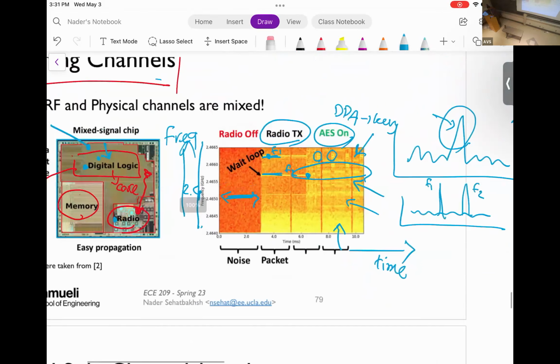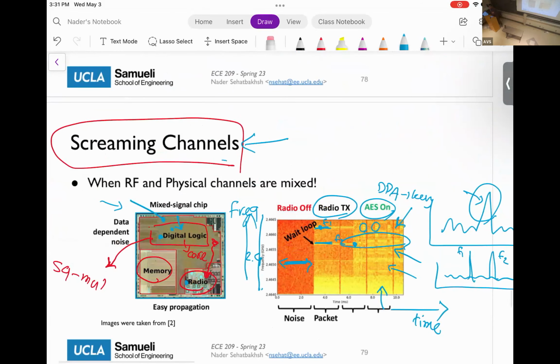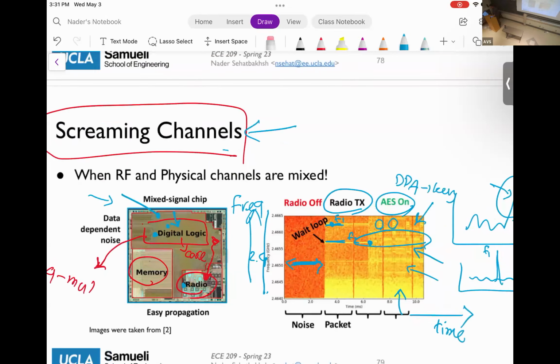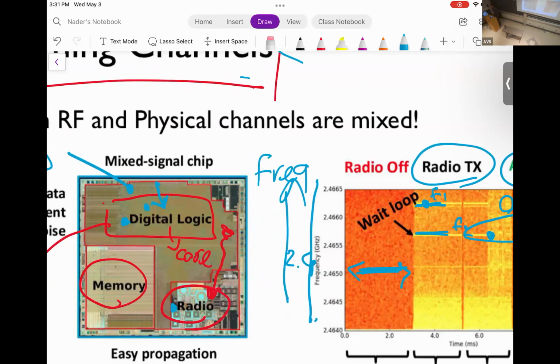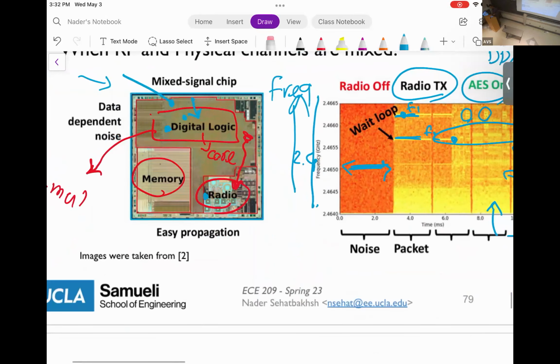Yeah, if you're interested, definitely take a look at this Screaming Channel paper. They actually have nice demos. They have the code available. If you want to test it, you can actually test it on your systems. It's not all the devices that are vulnerable to this. So it's not every single device that has a radio that is vulnerable to this. There are particular types of devices that have these two mixed up that can potentially leak. But there are enough of these devices that it's a concerning concept. Okay.